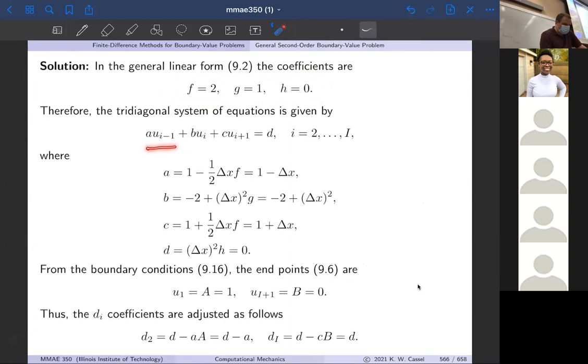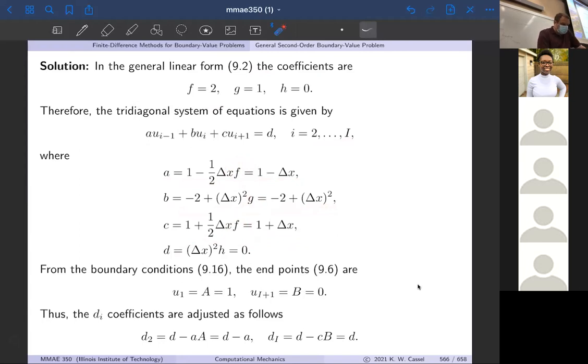So I get my tridiagonal system, just like before. I know the a, b, c, and d coefficients. It's 1 minus a half delta x f and 1 plus a half delta x f for a and c. And then for b, it's minus 2 plus delta x squared times g. But f is 2 and g is 1. So it's 1 minus delta x and 1 plus delta x for a and c. And then b is minus 2 plus delta x squared. So this is a specific version, again, of this linear ordinary differential equation.